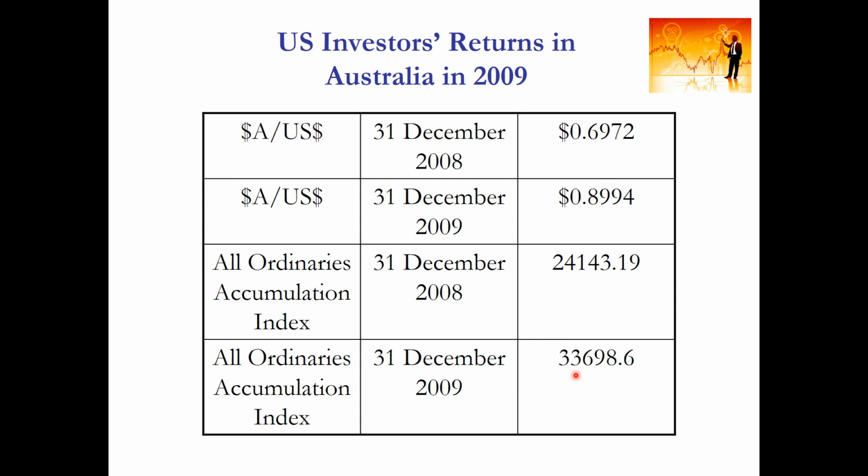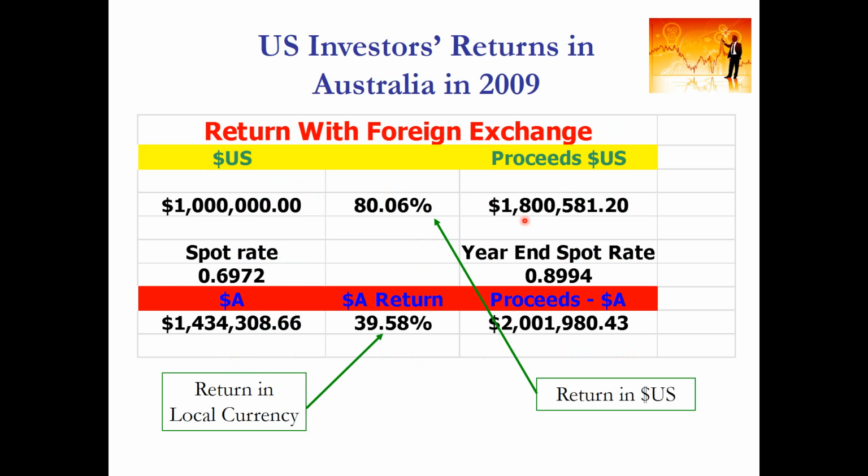33,698. Now, as a US investor invests in the Australian market, the US investor will first generate a return based on the difference between the Australian market prices. Then the US investor will generate an additional return from the change in exchange rates.